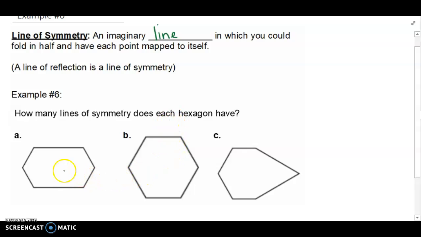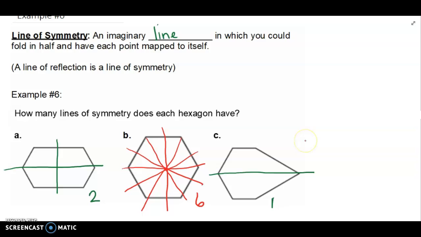Okay, so I'll do this one with you. So if we folded it over here, the right-hand side would lay on the left-hand side. And if we folded it here, the top part would directly lay on the bottom part. Okay, diagonals wouldn't work. So what I want you to do for B and C is try to do these 2 on your own, and then we'll go over them. All right, so the first one had 2 like we did together. This one actually has 6, and this one only has 1.